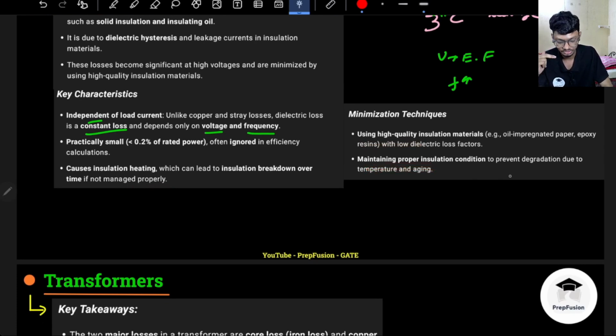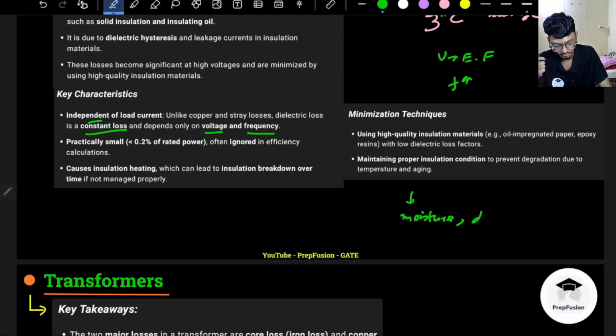Okay, so that there is no degradation, because if you know anything about insulation, even if there is some moisture or some dust in the insulation, that will degrade the insulating material actually. So all these things you have to take care of.